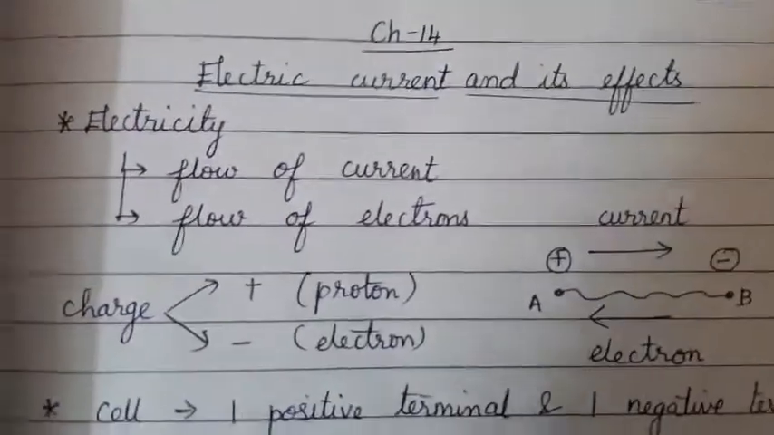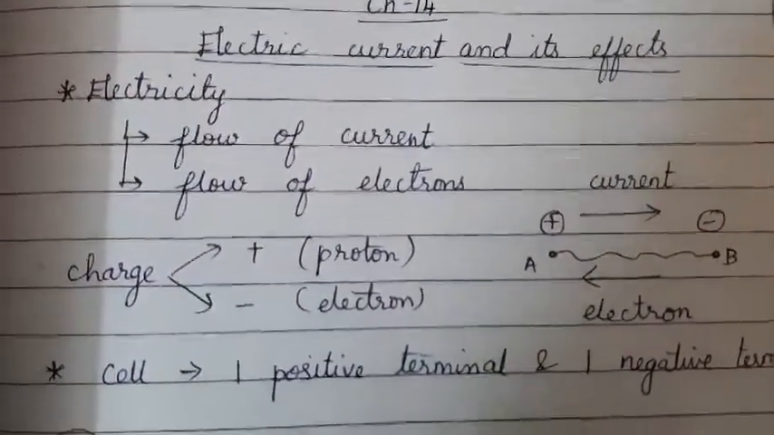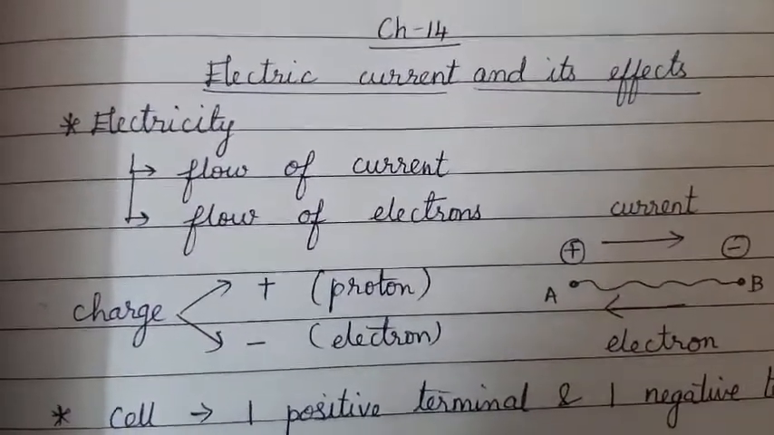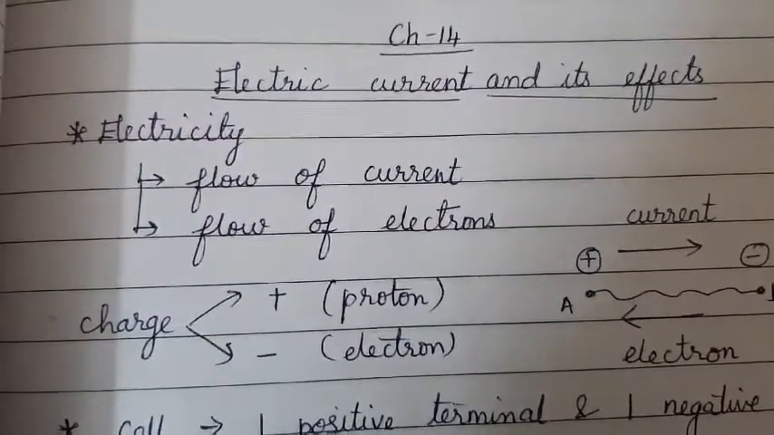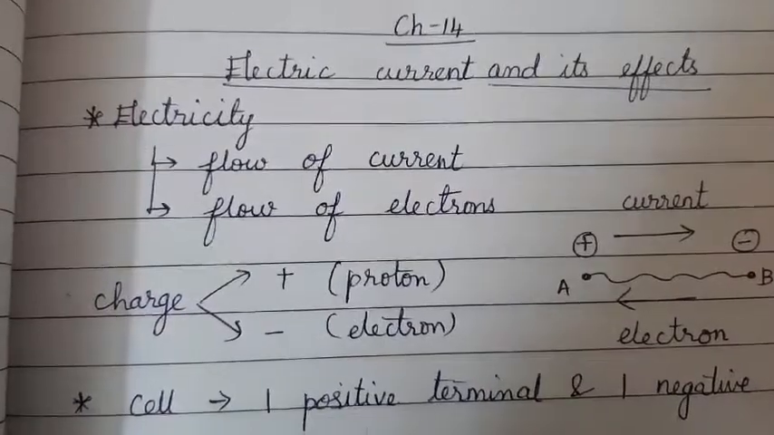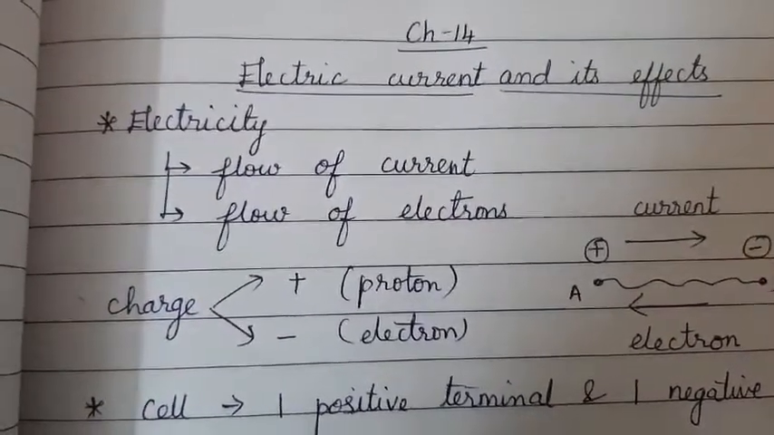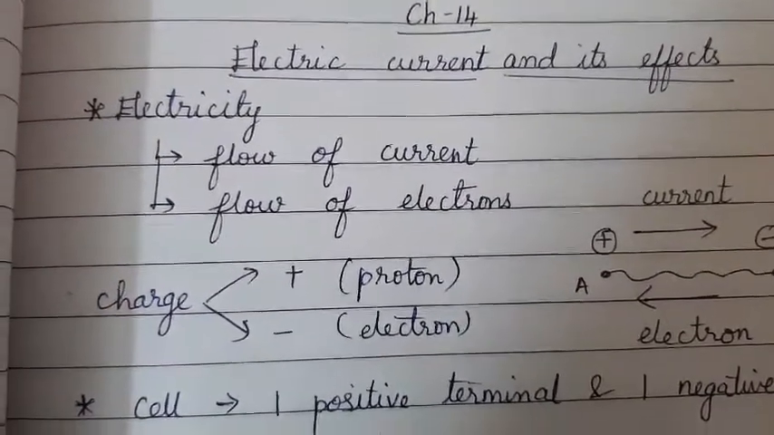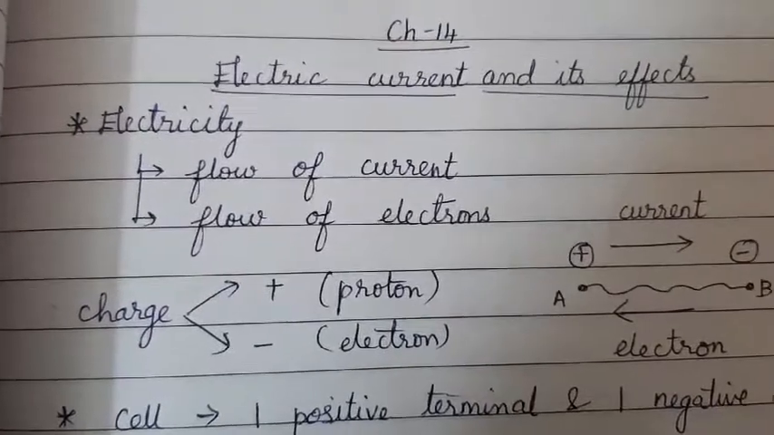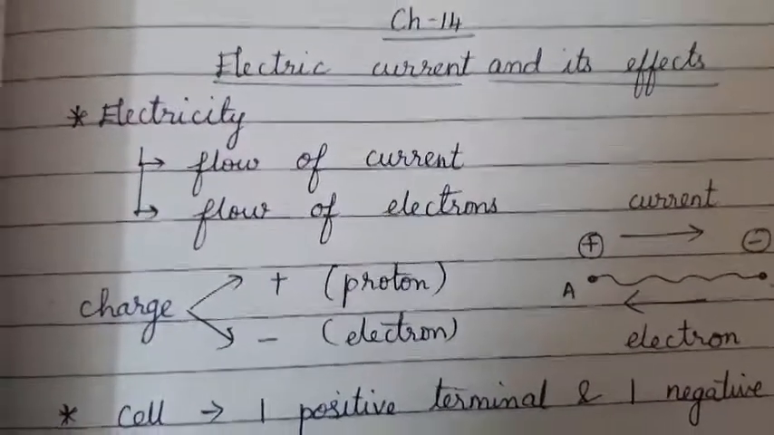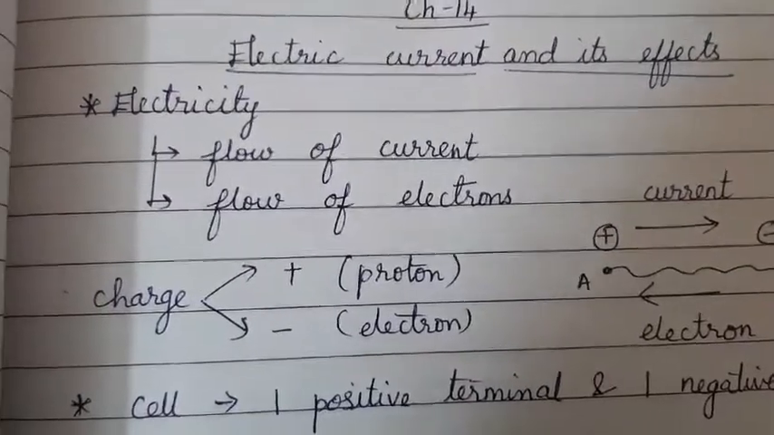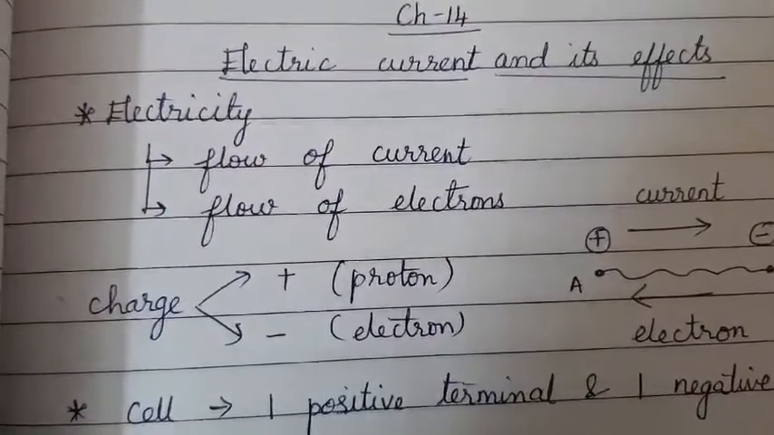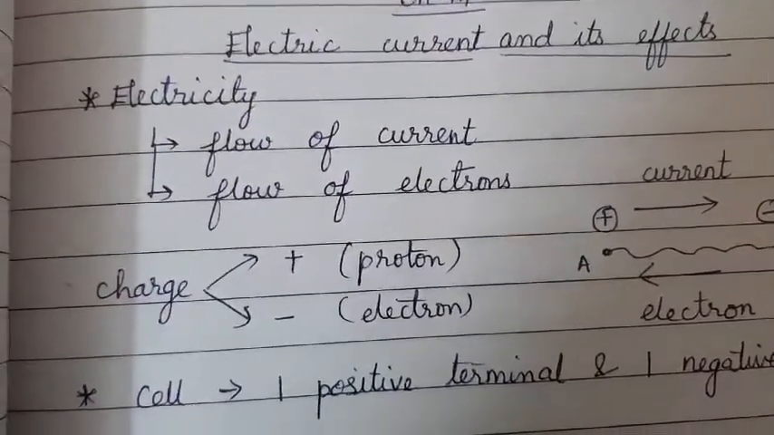Good morning, children. Today we are moving to a new chapter in physics, that is chapter 14, Electric Current and its Effects. In grade 6 itself, we learnt the basics of electricity. We saw that electricity is the flow of current enabling the devices to work. When you switch on a fan, the current is passed through the wires and it enables the fan to rotate.